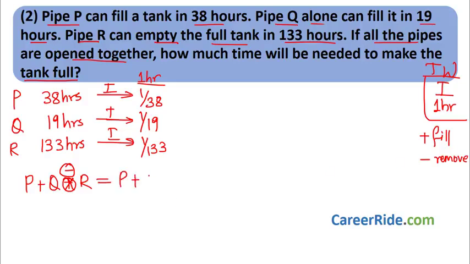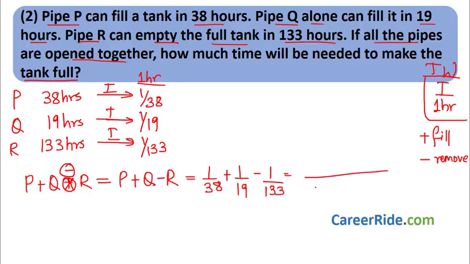We will have P plus Q minus R. All the pipes are opened simultaneously. So in 1 hour, what would be the work done by pipe P? 1 by 38. In 1 hour, what would be the work done by pipe Q? 1 by 19. In 1 hour, how much work would be done by pipe R? Minus 1 by 133. On solving, let's see what do we get.